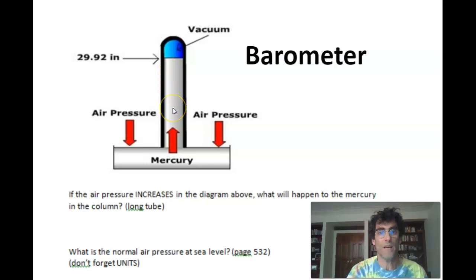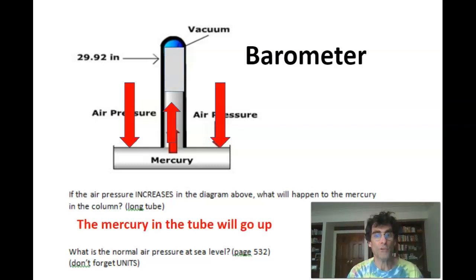It's not moving anymore. But what happens if the air pressure increases? Well, if the air pressure increases, it's going to make this mercury move up more. And since there's no air right here, there's no air to compress to stop it. And so that mercury will be able to move on up.